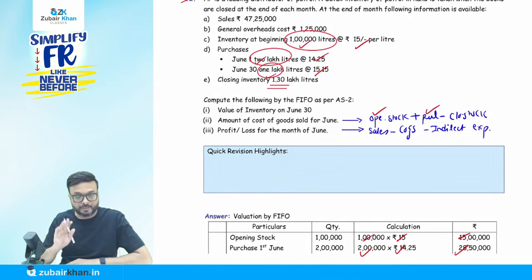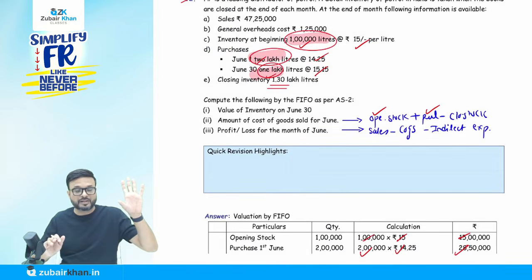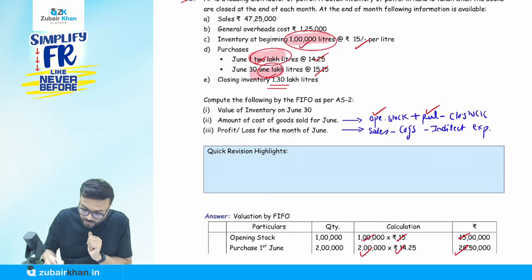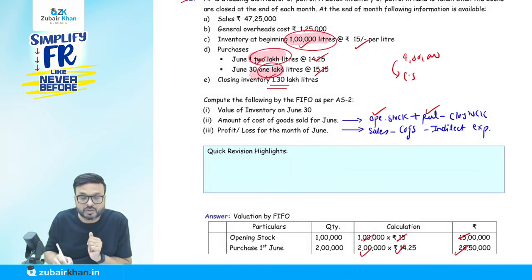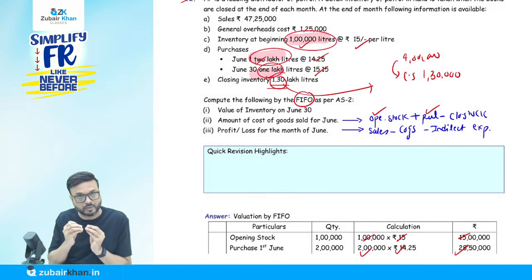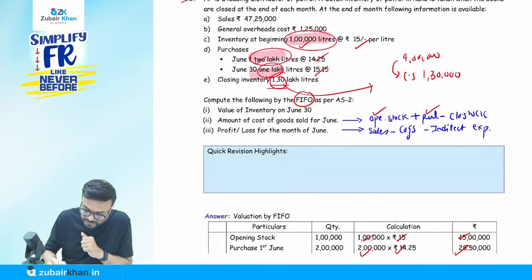The closing stock. Please understand. Initially I have opening 1 lakh, then I purchase 2 lakh, then I purchase 1 lakh. So total 4 lakh. But out of 4 lakh, how much is in the closing stock? It is mentioned that 1 lakh 30,000 is in closing stock. They say we have to follow the FIFO method. Apply your logic now. When we talk about this closing stock, initially in opening I have 1 lakh.